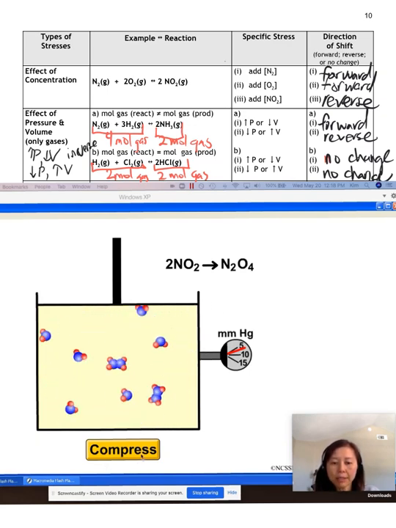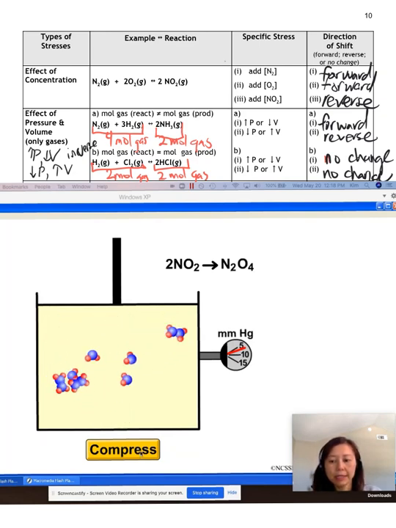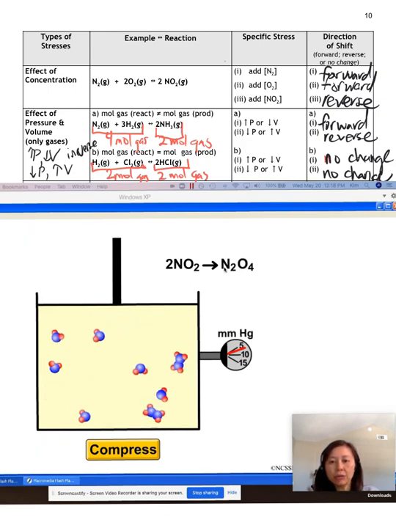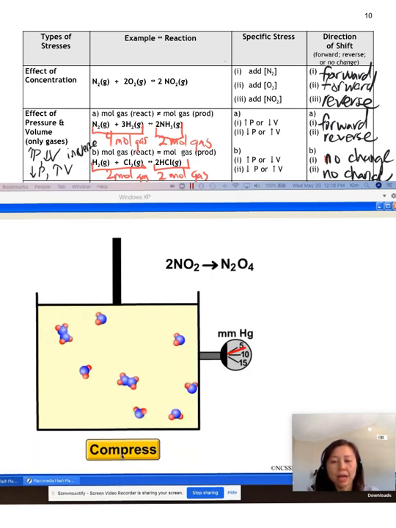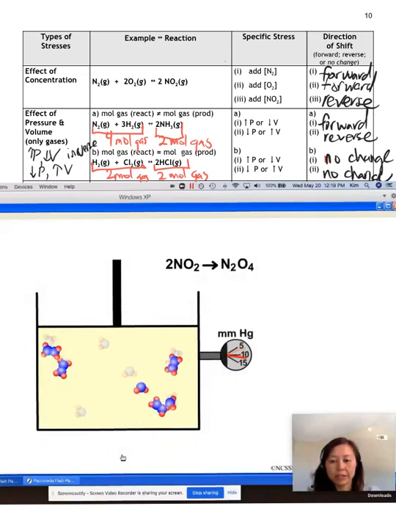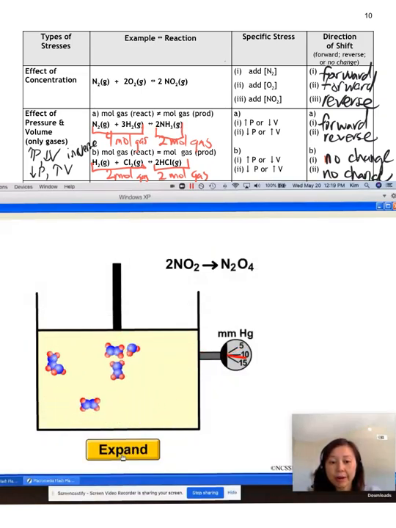I'm about to compress this container. When I compress this container, we're going to see less volume, less room for these particles to move. And so the equilibrium will find a way to shift in order to compensate for the less room that you have. So let's look to see what the shift is. You'll notice that there are now more dinitrogen tetroxide. There's 2 more, and of course there's 4 less of the nitrogen dioxide. So there were 6 initially, 4 of them were taken away to make two of the dinitrogen tetroxide.